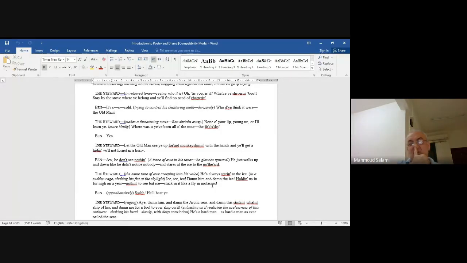Here the steward is saying it, not Ben. You know, ice, ice, damn him and damn the ice, holding us in for nigh on a year. Nothing to see but ice, stuck in it like a fly in molasses. Damn him and damn the ice, holding us here for nigh on a year. Nigh, what's nigh?